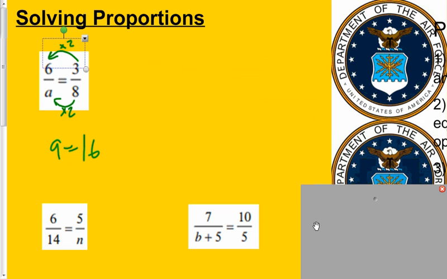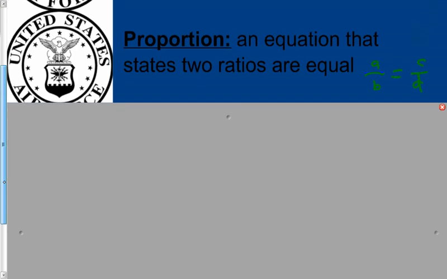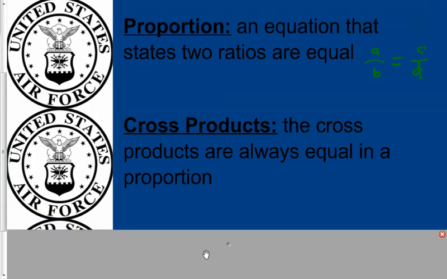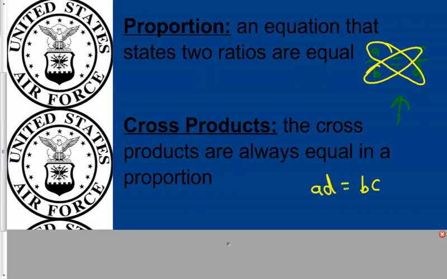So that way to solve a proportion is what was part of our success criteria. It's called cross products, or the cross products property. The cross products are always equal in a proportion. Products means multiplication, just remember. So if I am looking at this example right here, my cross products would be multiplying across. So A times D, and B times C, and I put them equal to each other because that's what cross products are.